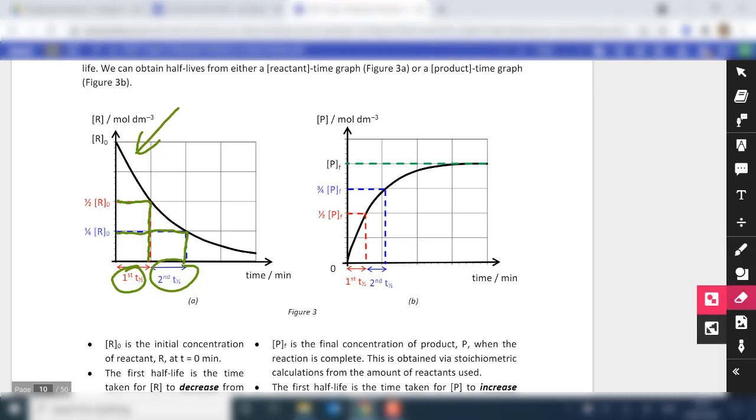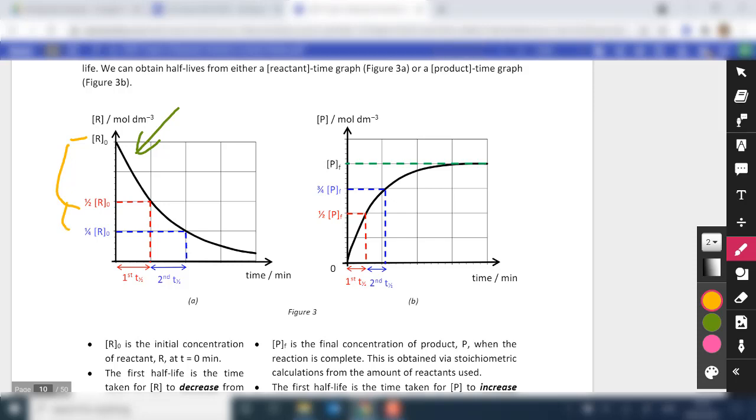But there's one little thing that I thought is worth mentioning. That is to impress upon the students that half-life need not be consecutive half-life. What we are doing here is consecutive half-life, from R0 to half R0 to a quarter R0. This is known as consecutive half-life because you divide by half and you divide by half again.